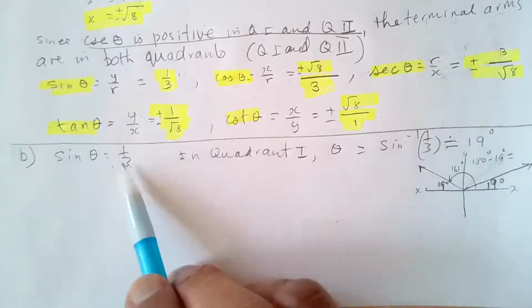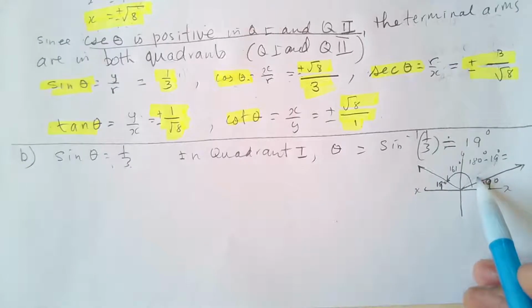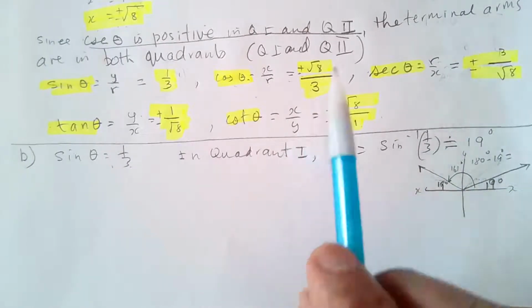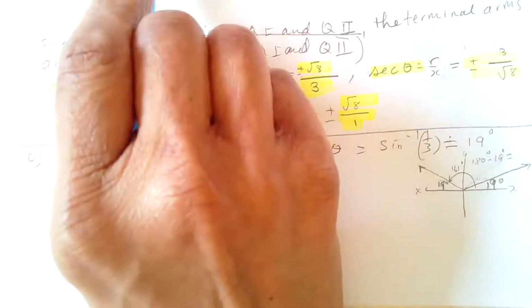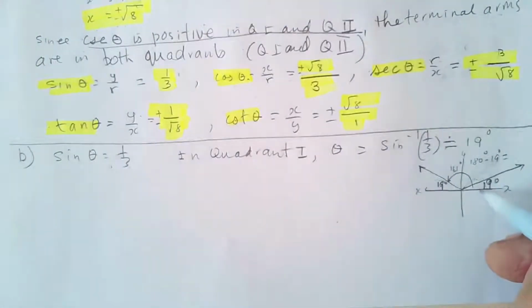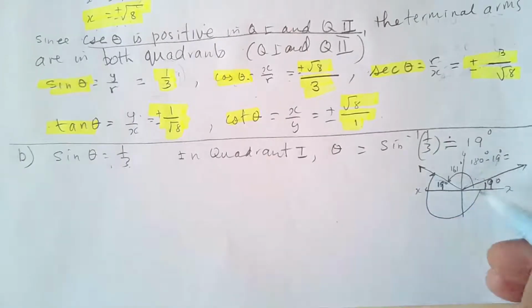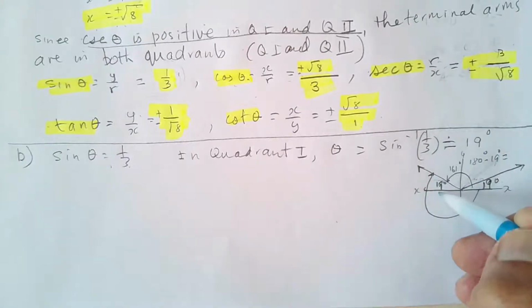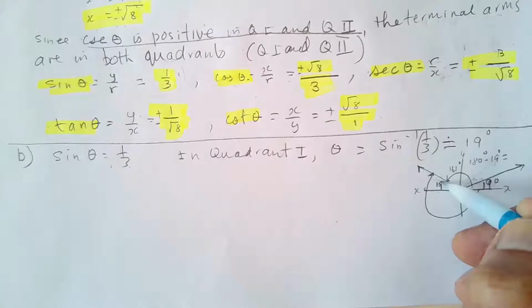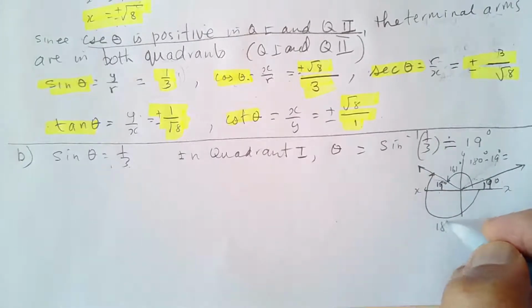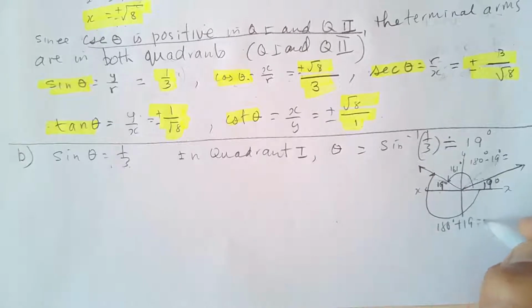Remember, because these are all positive, we need to deal with only these two quadrants here. Now we have to go to the reverse. So the reverse in negative would be from here to here. So this is 180 plus 19 degrees, so 180 degrees plus 19 is equal to 199.